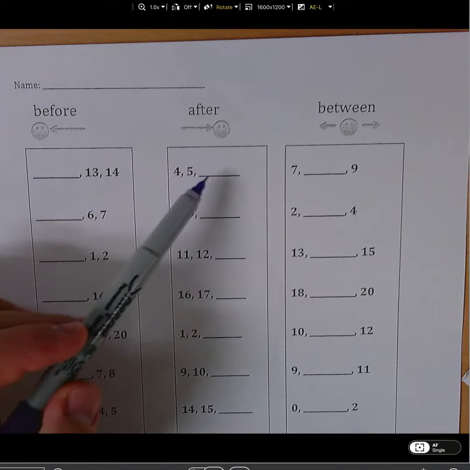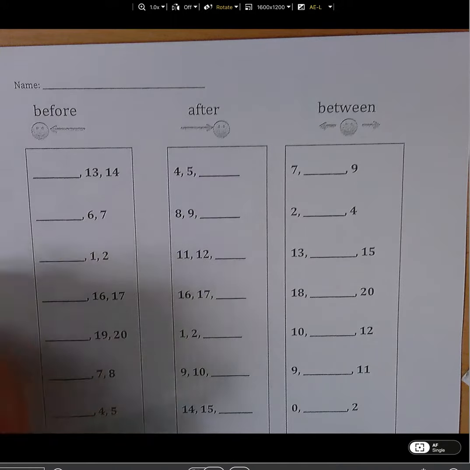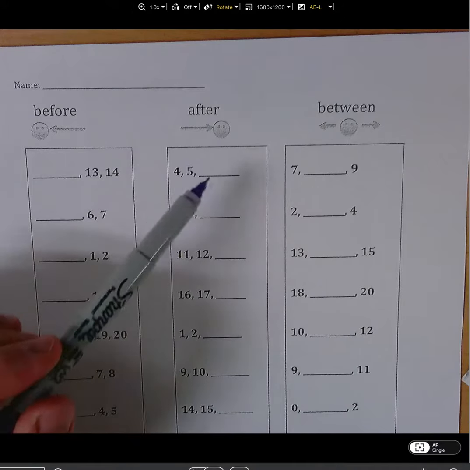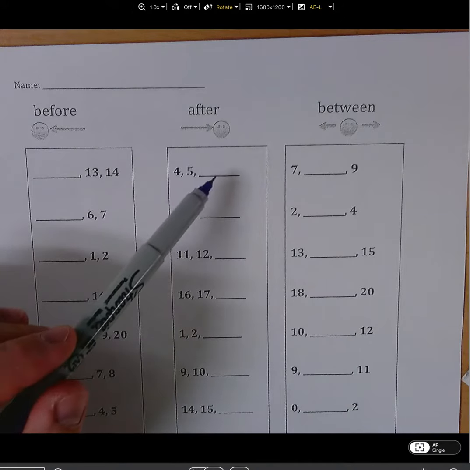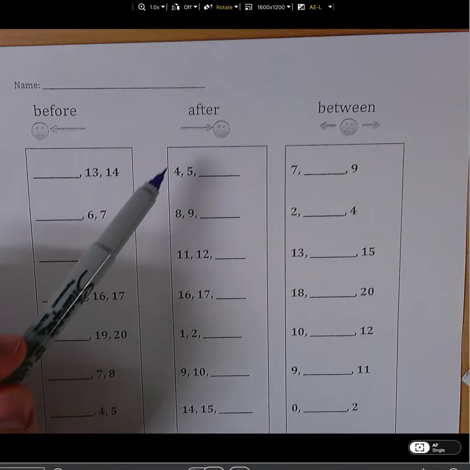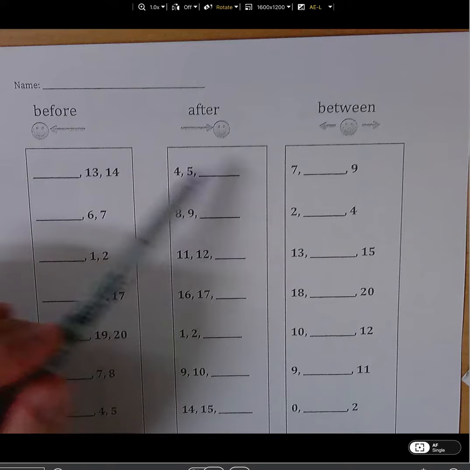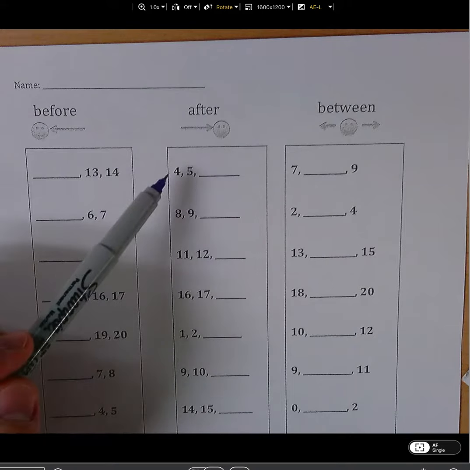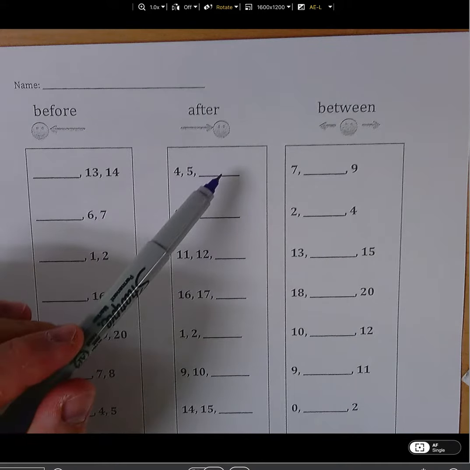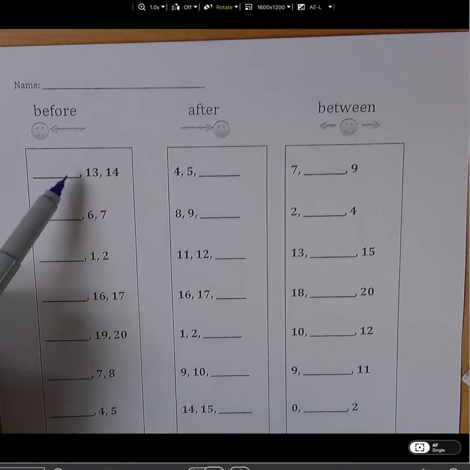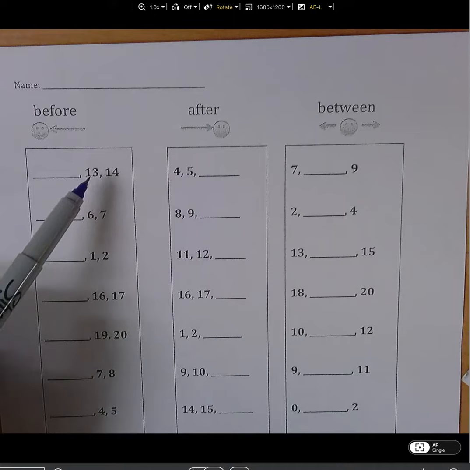The after box, all these problems here, you need to figure out the number that comes after. That's why the line comes after 5. 4, 5, what comes after? Another way to think about it is, what comes next? If you're counting forward, what comes after 5? In this box, if you are counting, what would come right before the number 13?